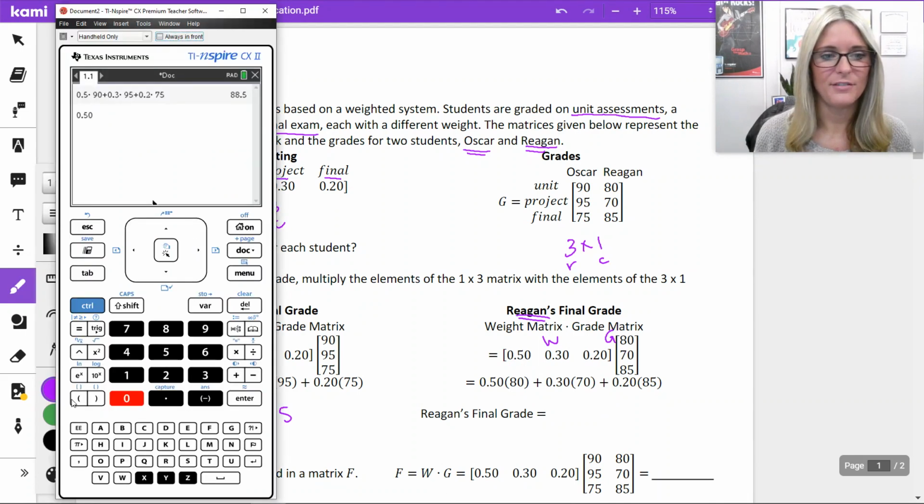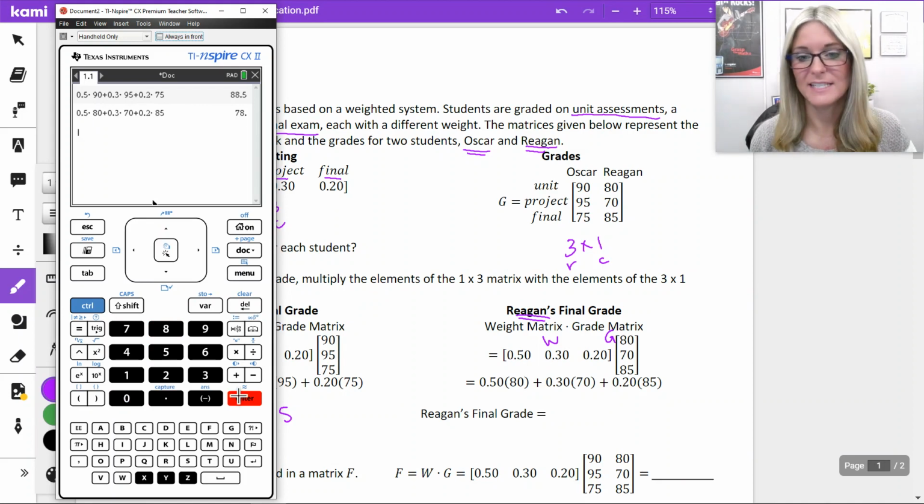Reagan's grade: the 50% times 80 for the unit assessment plus 30% times 70 plus 20% times 85. Reagan's grade would be a 78.